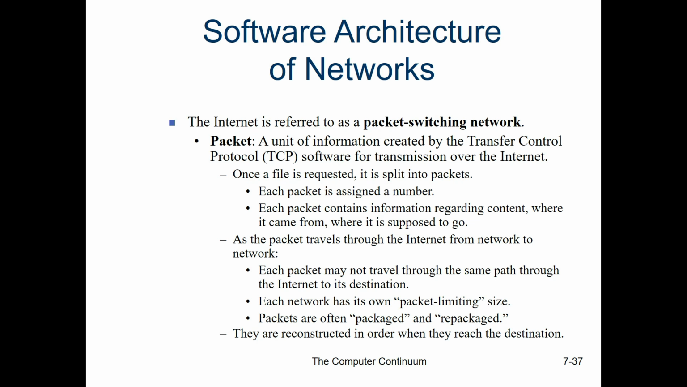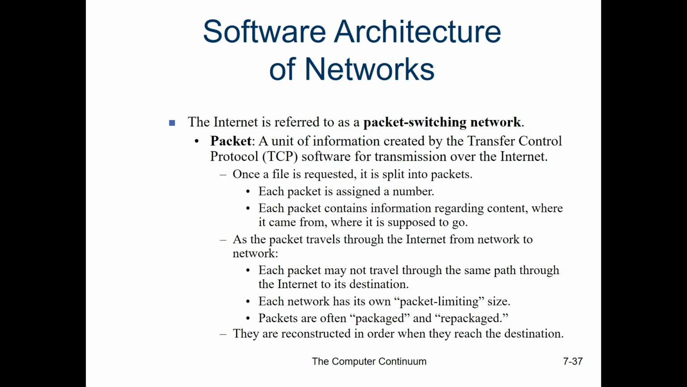So once a file is requested, it is split into packets. Each packet is assigned a number, and each packet contains information regarding its content, where it came from, and where it's supposed to go. So when your message reaches the TCP protocol, it divides the message into different packets and attaches address information, like where it needs to go and where it belongs. It attaches all those things, and then it is sent over the internet.